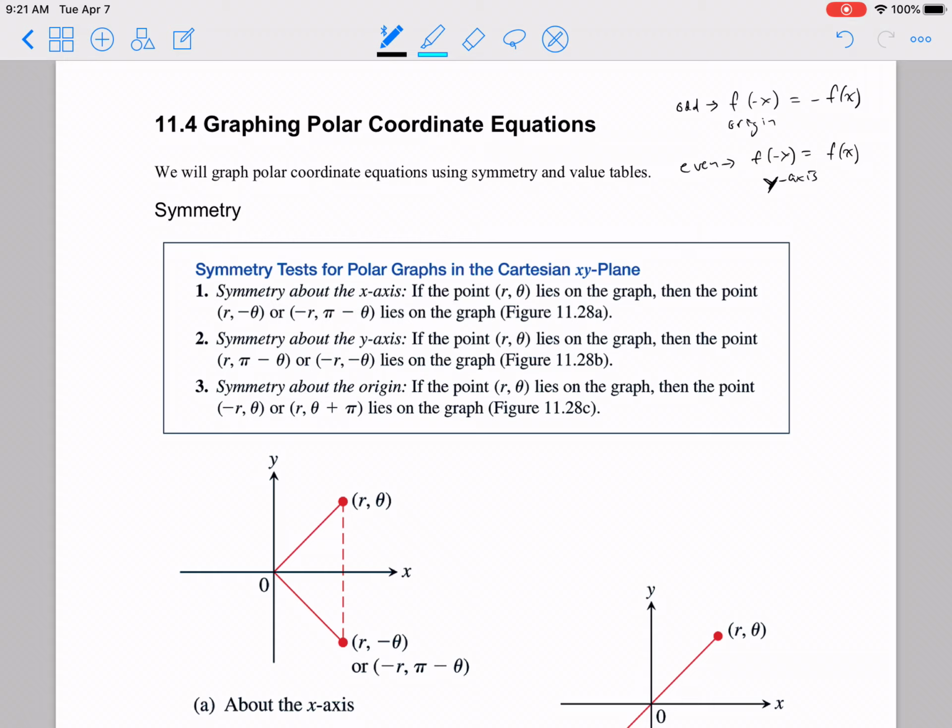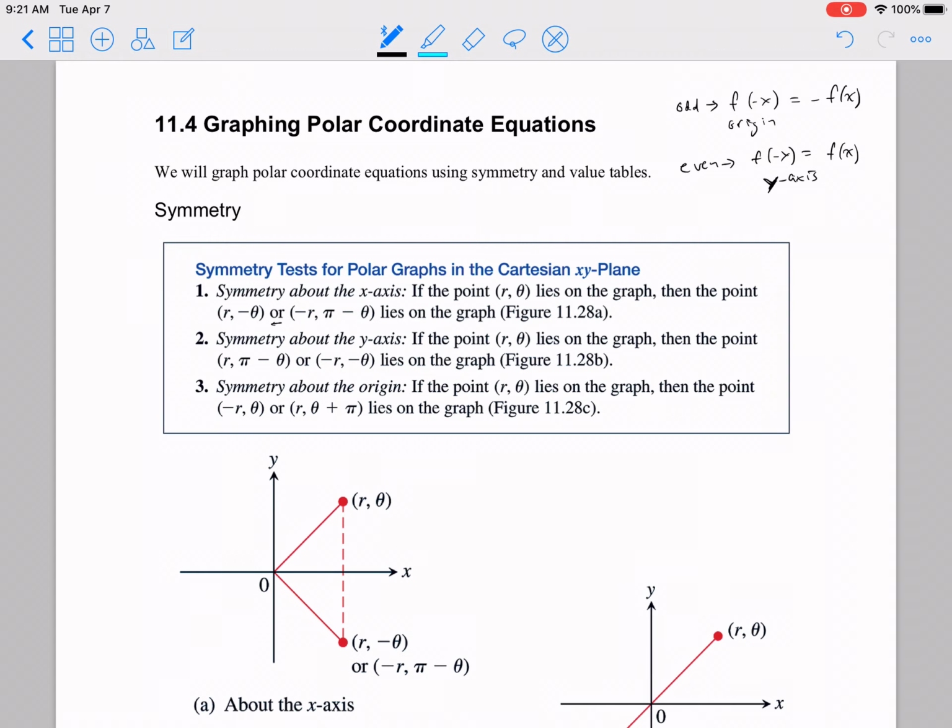Okay, so we had these two main symmetries, but now we're going to look at the three types of symmetries we get in polar coordinates, or polar graphs. First is symmetry about the x-axis. This is true if the point (r, theta) lies on the graph, then the point (r, negative theta), or (negative r, pi minus theta) lies on the graph. Notice it's an or, not and.